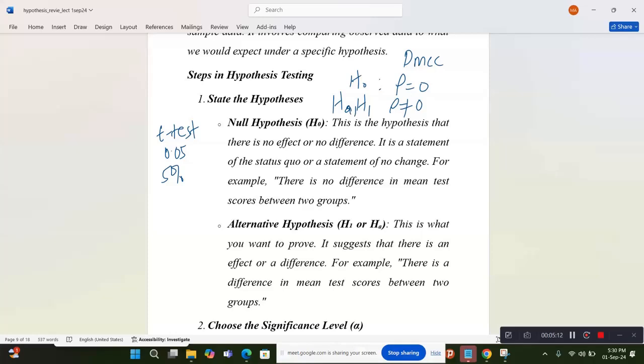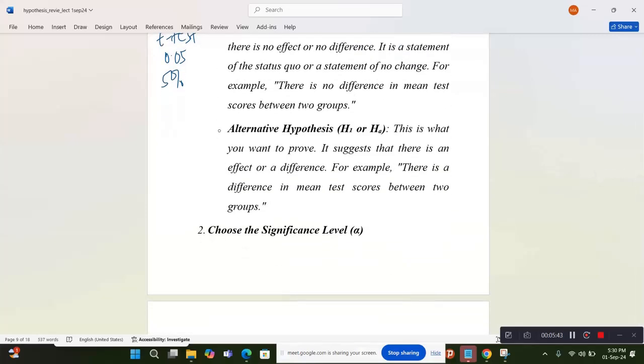If the value that you have obtained is within the rejection region, then you can reject the null hypothesis. If it is outside the rejection region, then you fail to reject the null hypothesis, which means there won't be sufficient evidence that the claim actually exists. Then the alternative hypothesis is what you want to prove. It suggests that there is an effect or difference, for example, a difference in mean test scores between the two groups. We shall look at examples.